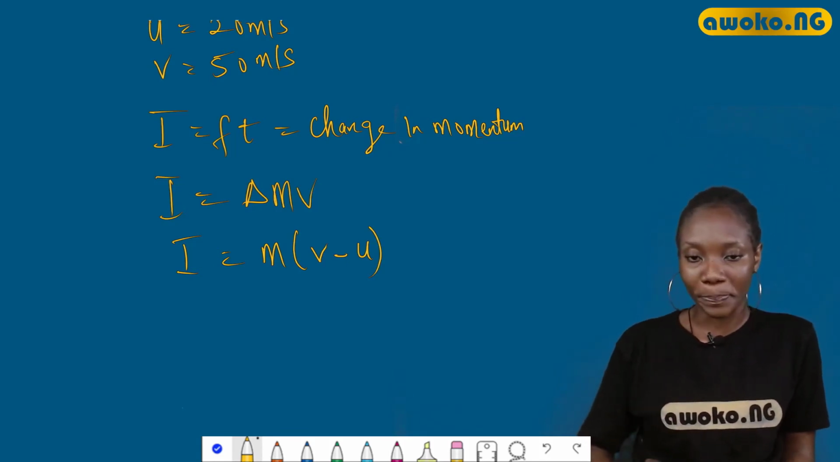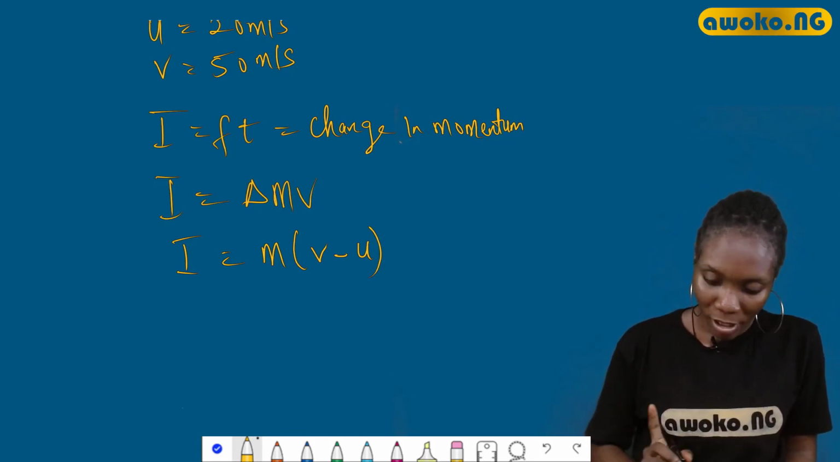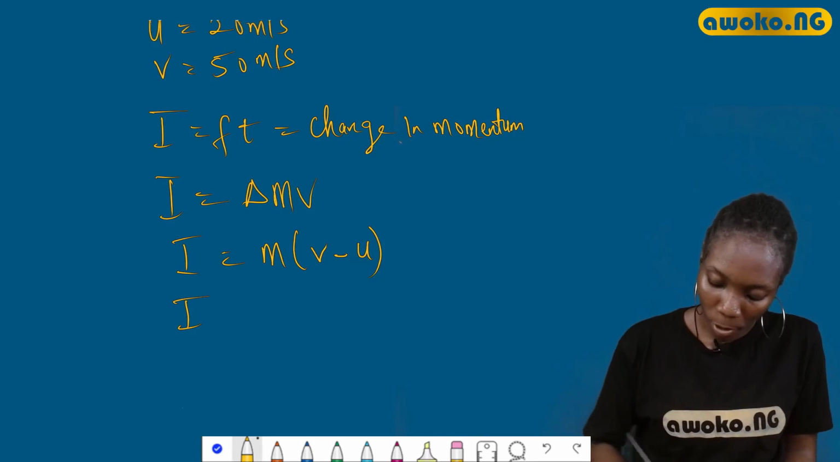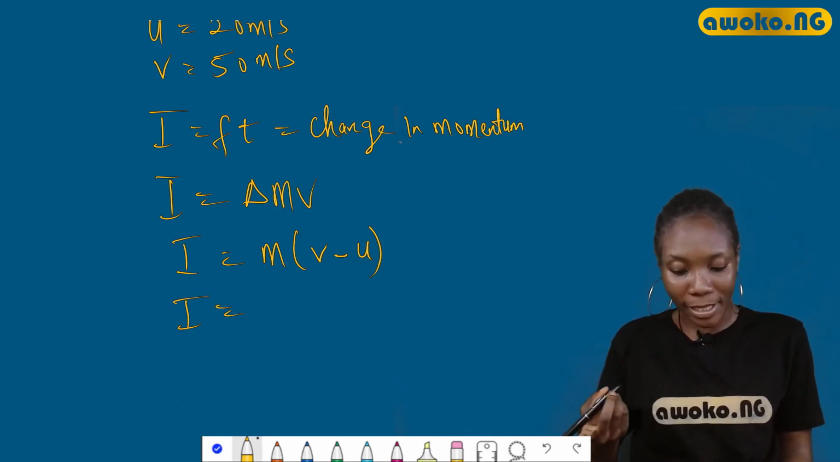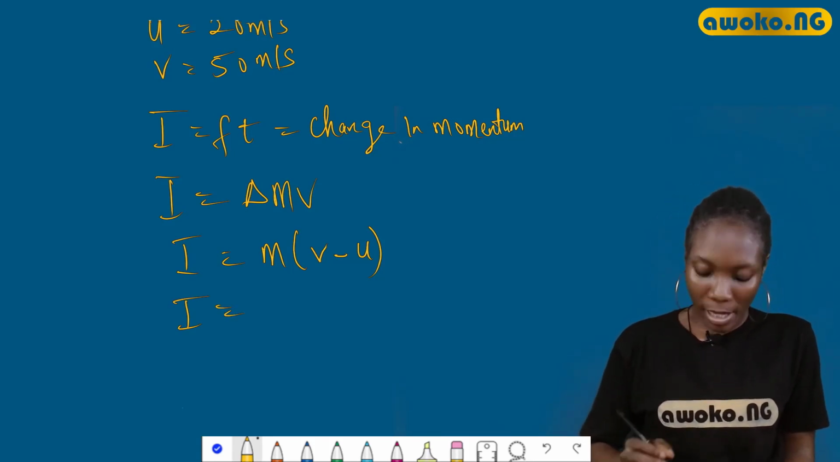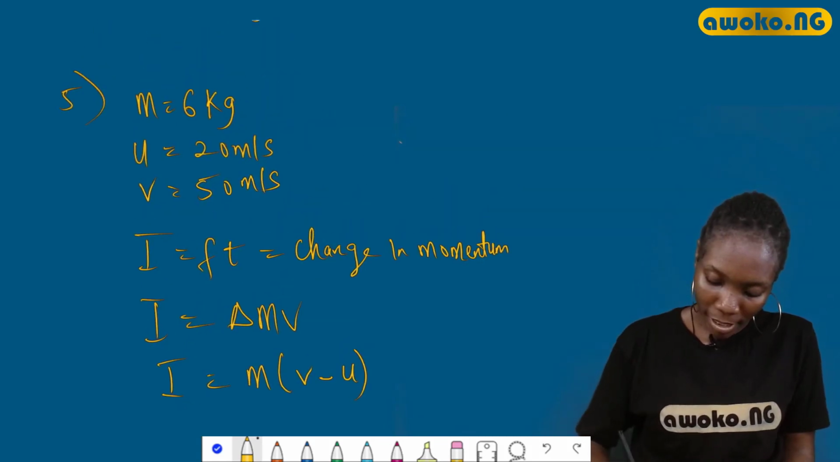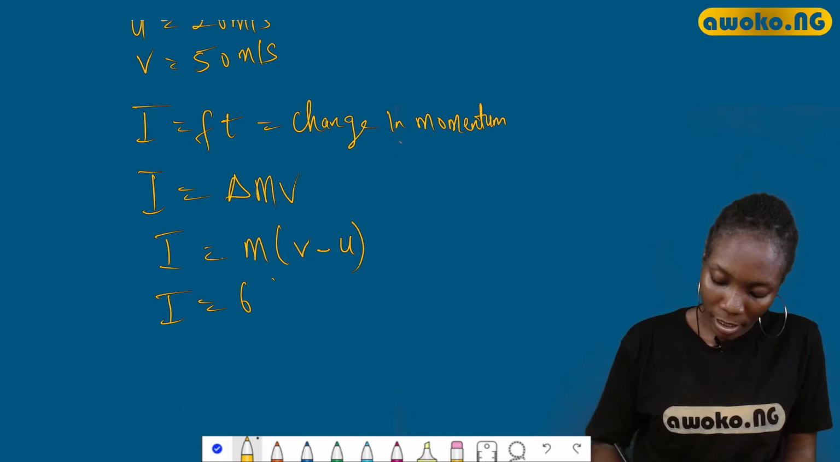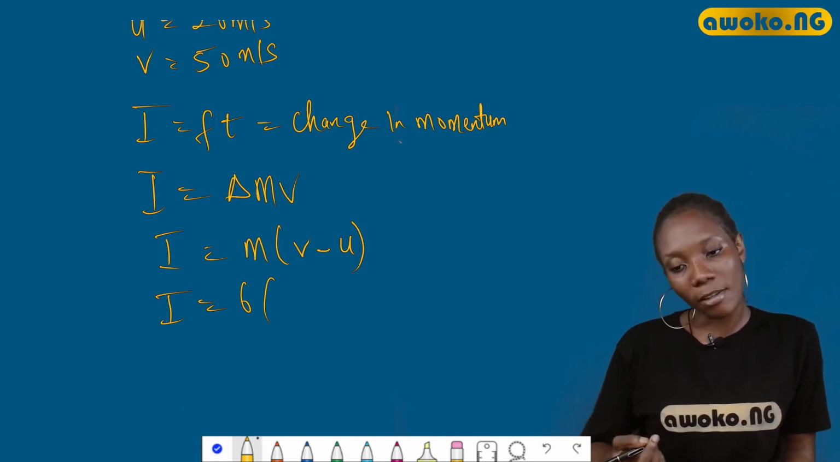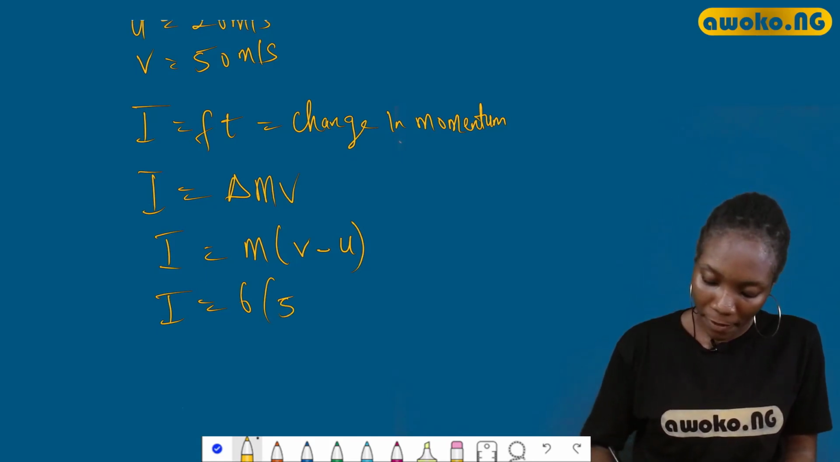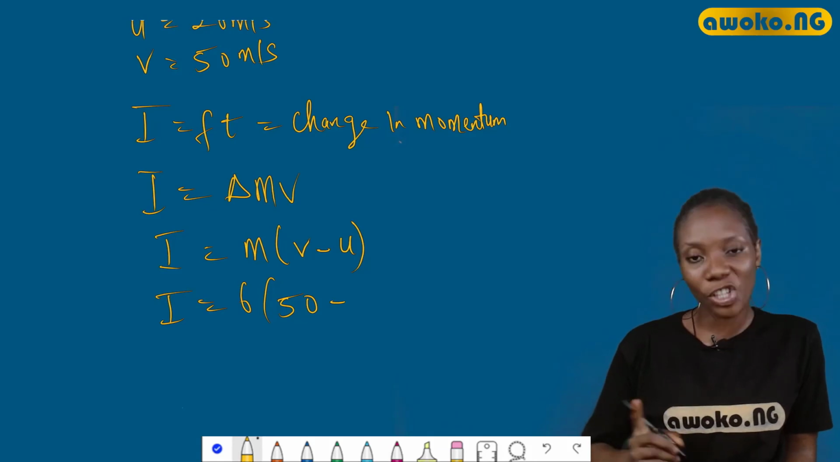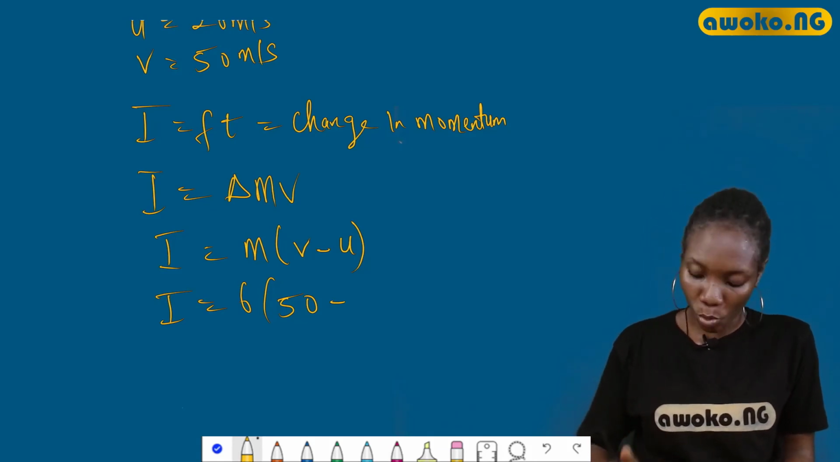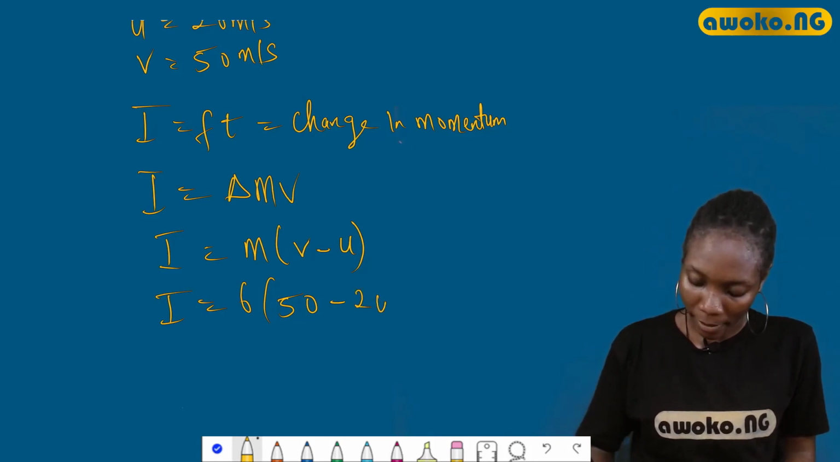Are you following? Okay, so to get our impulse, we have impulse I equals the mass given to us, let's look at that again, is 6 kg. So we just put that down, 6. Now the final velocity is 50 minus the initial velocity, which is 20 meters per second.